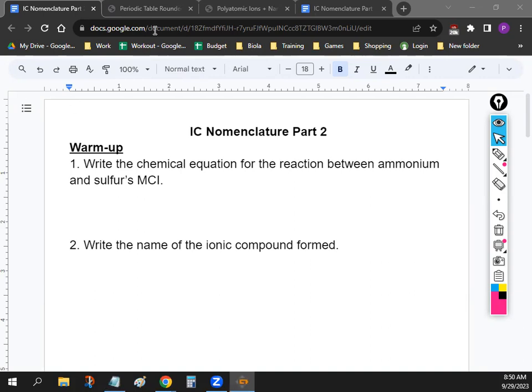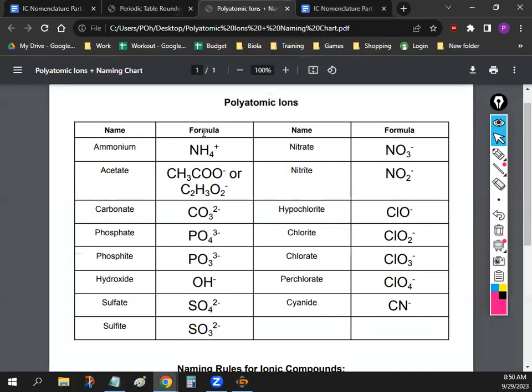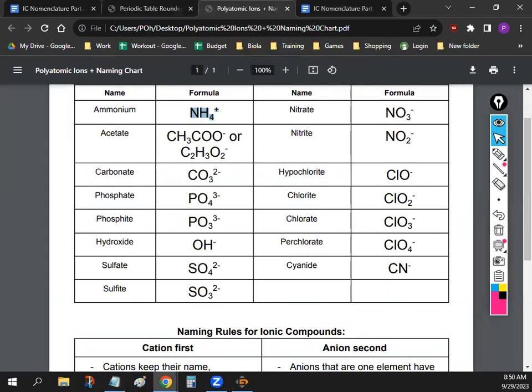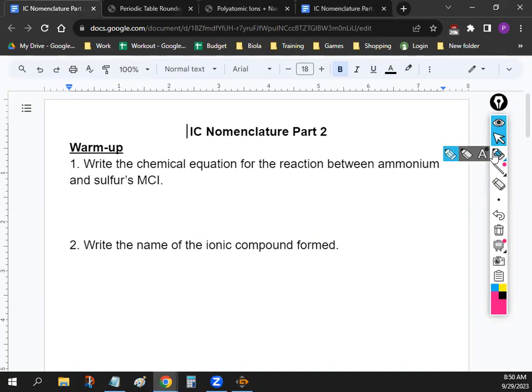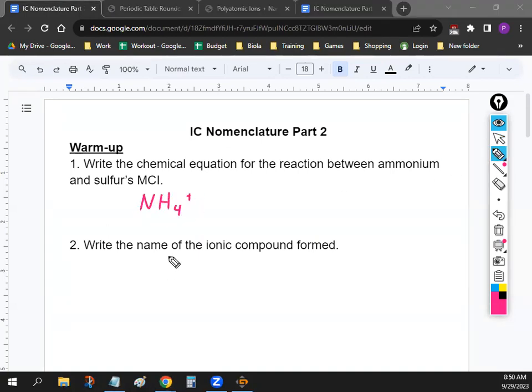the polyatomic chart. So if we take a look at the polyatomic chart, you should see ammonium, which is NH4 plus. So that's what we're gonna write for our cation. So our cation is NH4 plus. Okay.